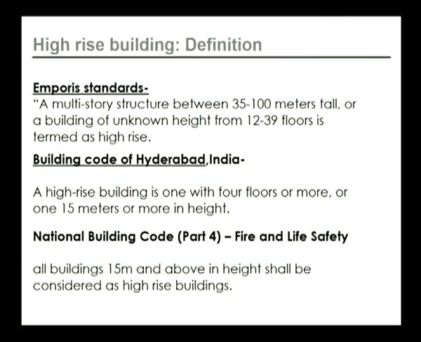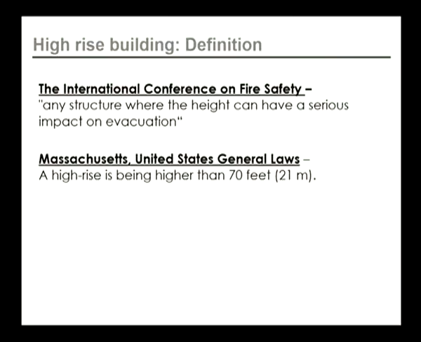The Building Code of Hyderabad, India defines a high-rise building as one with 4 floors or more, or 15 meters or more in height. The National Building Code Part 4, Fire and Life Safety, defines all buildings 15 meters and above in height as high-rise buildings. The International Conference on Fire Safety defines it as any structure where the height can have a serious impact on evacuation. The Massachusetts, United States General Laws defines a high-rise as any building higher than 70 feet, that is 21 meters.